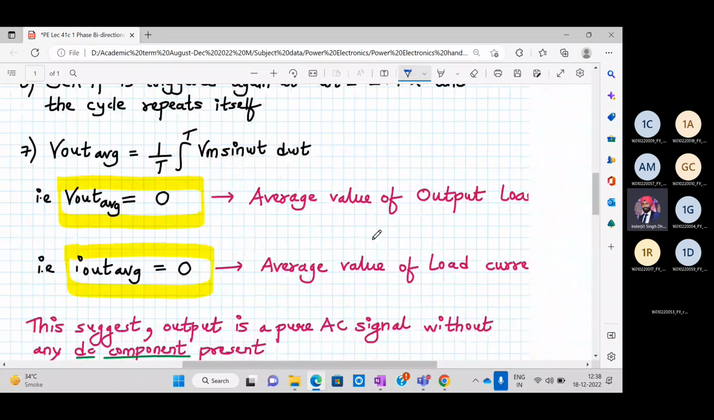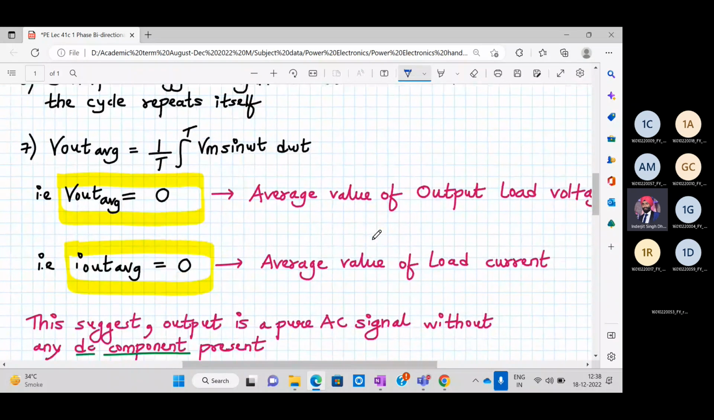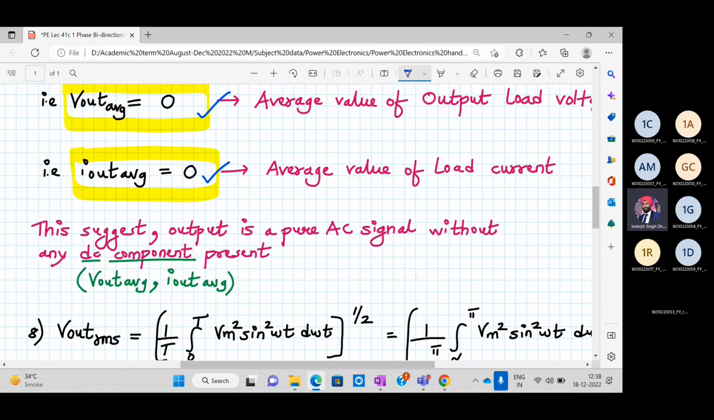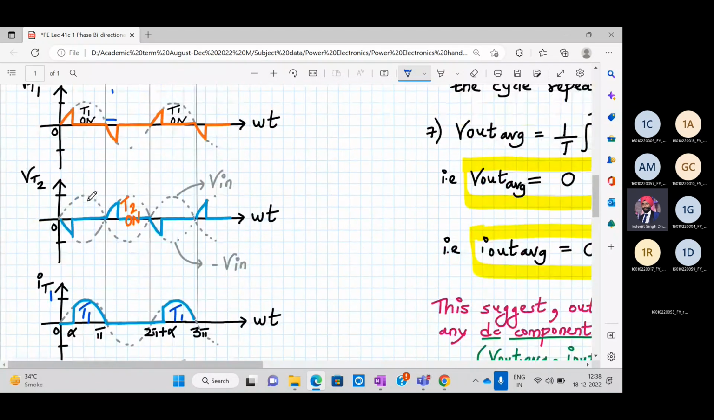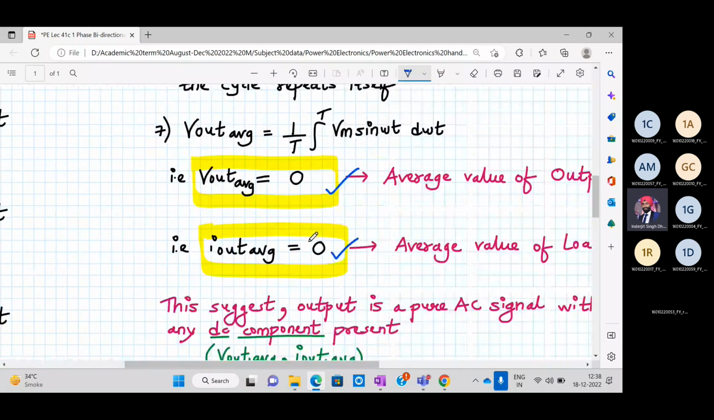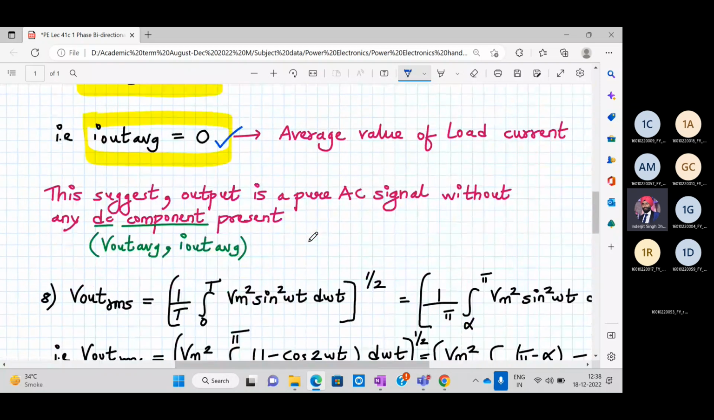Yeah. So as it is a symmetric waveform, I told you the average output value is zero. Average load current is zero. So this suggests that your output is a pure AC signal. Pure in the sense it doesn't contain a DC component.